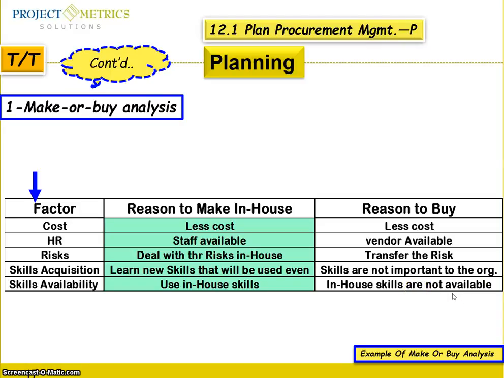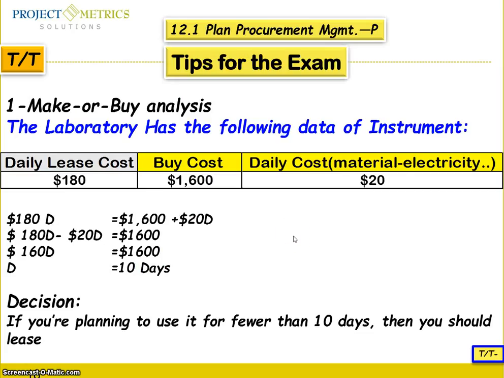For example, you decided to buy an instrument or machine. Say leasing costs you $180 daily. When you buy it, it's going to cost you $1,800. So the daily cost is $20. So we came up with the equation: if you are going to lease it, you need 10 days to equal the buy cost. So if you are planning to use it for fewer than 10 days, then you should lease. This is an example of make or buy analysis.